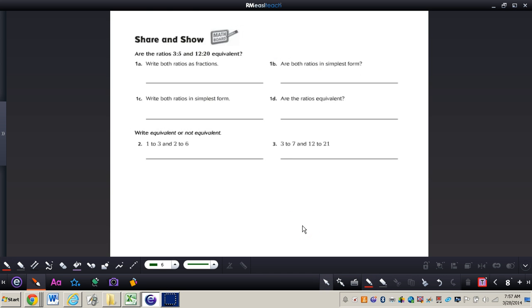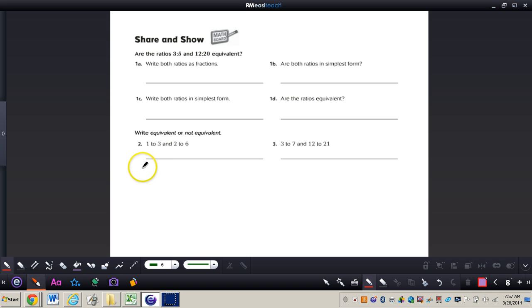Now we are going to look at the share and show section together, and let's take a look at first of all the first section. It says, are the ratios 3/5 and 12/20 equivalent? Okay, so the first thing I want you to do, and you may even need a math journal for this because it's going to be hard to fit it all right on that sheet of paper.